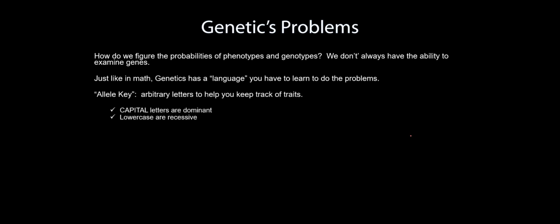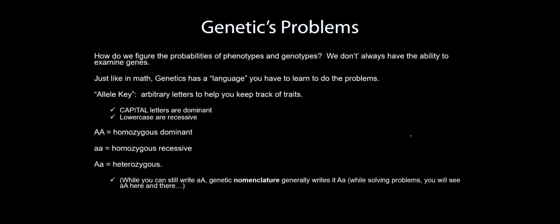So when we do genetics problems, we're trying to figure out the outcomes of these. We're trying to predict the future, and we don't always have the ability to examine the genes, obviously. So how do we do this? Just like in math, genetics has a language that you have to learn to do the problems. You'll always get some kind of allele key. These are just arbitrary letters that help you keep track of the traits. Capital letters are dominant and lowercase letters are recessive. If you see the capital letters together, that's the dominant. If you see the lowercase letters, that's the recessive. Then, of course, if you see one of each, you get heterozygous.